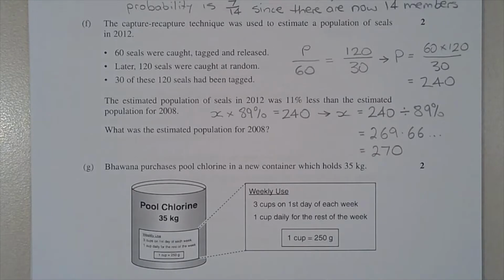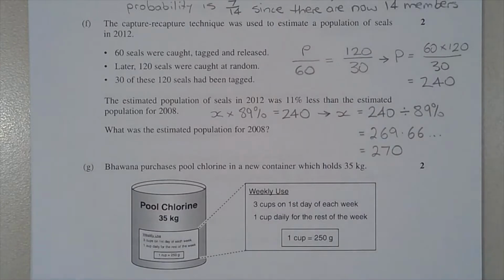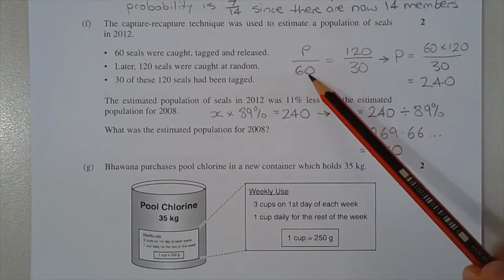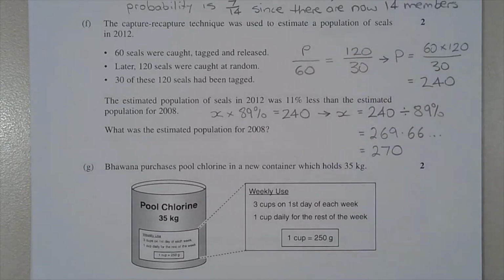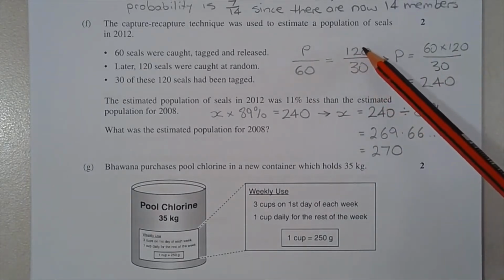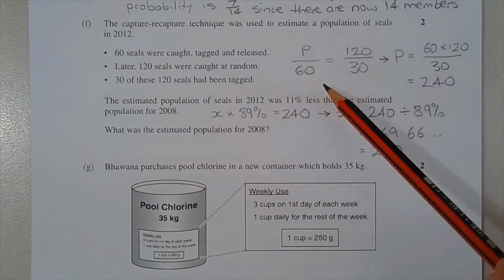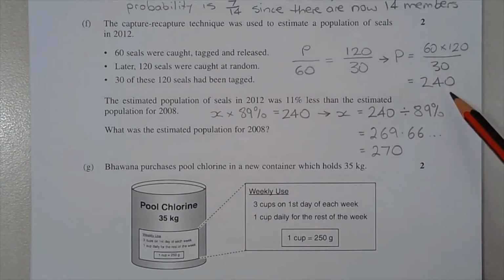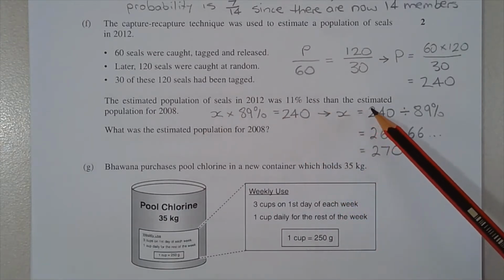Now I'm going to use fractions to apply the capture-recapture technique. Let P represent the number of seals in the population, which is unknown at this point. So P over 60, and 60 is the number of seals that were caught, tagged and released, is equal to the number of seals that were caught the second time round, so this is the recapture part, over the number of seals of the 120 that were tagged. Now solving for P, multiplying both sides by 60, P is equal to 60 multiplied by 120 over 30, which equals 240 seals.